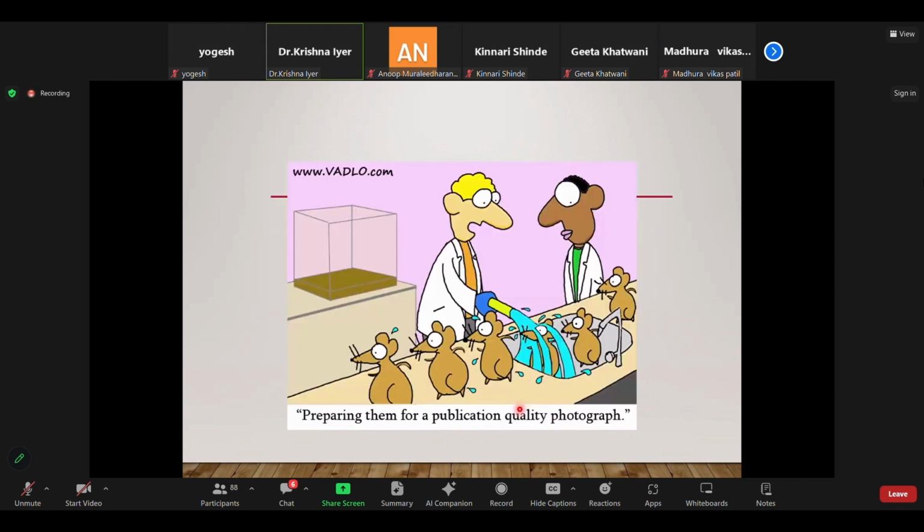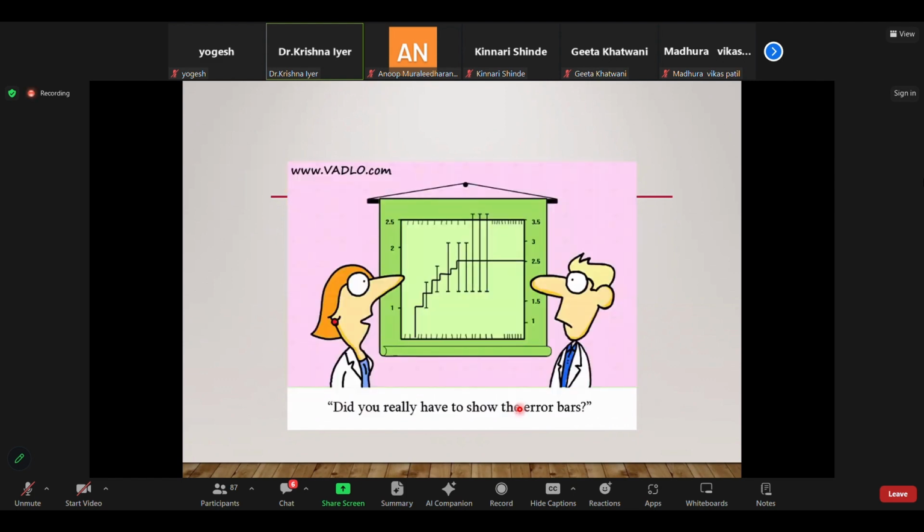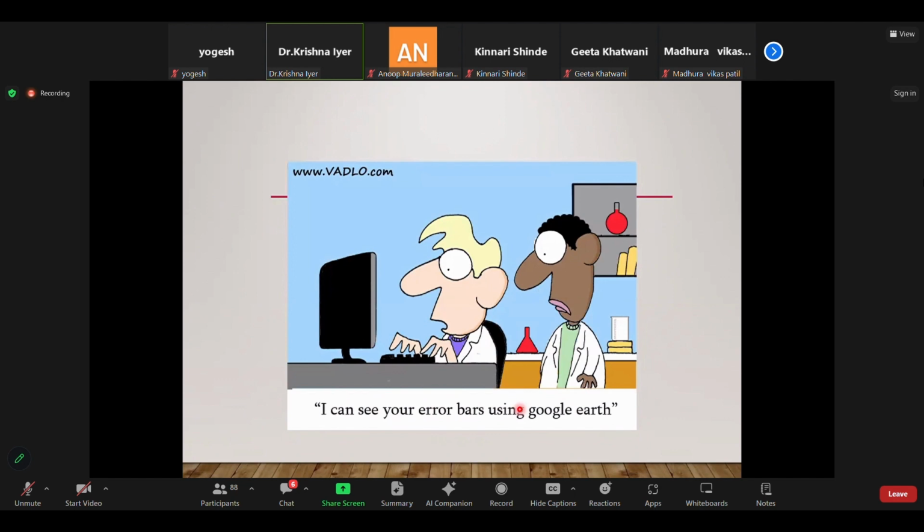And here are some cartoons. You can look at them a little later. I'm going to share the presentation anyway with the organizers. All the other aspects of science, which you can look at on a funnier side. Things like the law of gravity. If you are told to reproduce the experiment, this is how it will be. Sometimes you do your work, there is so much error bar that you are afraid whether the data actually means anything. Or sometimes you need a telescope, and you can still see your error bars using Google Earth.